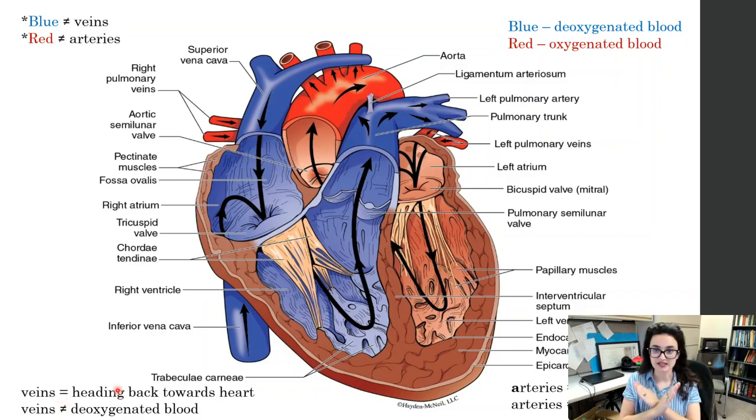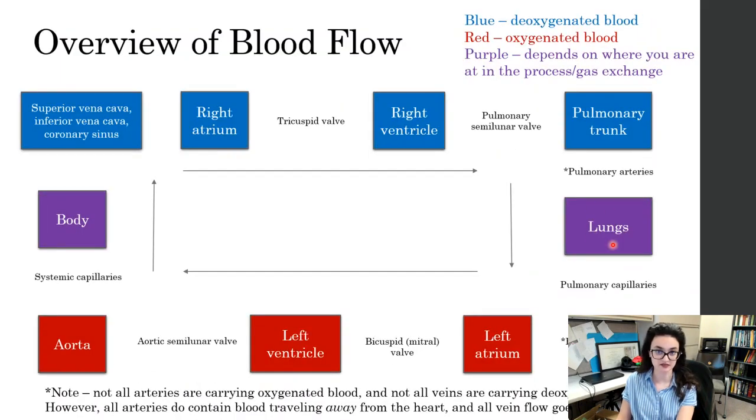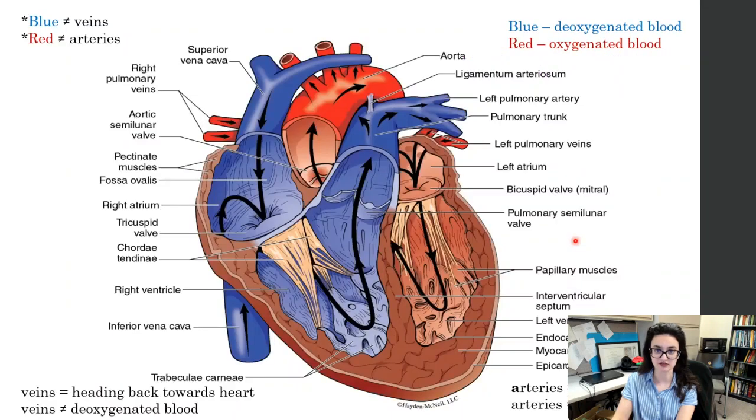Veins do not always equal deoxygenated blood. We'll get to that exception later, and that's because of the lungs. We have to go get the blood first. There's going to be a little exception when it comes to deoxygenated blood, but veins will always go back to the heart. So if it's going back to the heart, it's a vein, in this case, the superior and inferior vena cava. They're going to dump out into this right atrium.